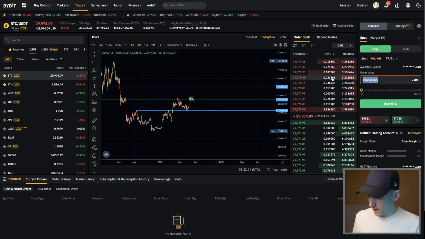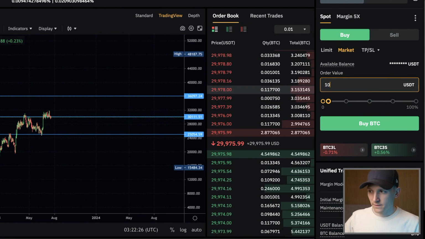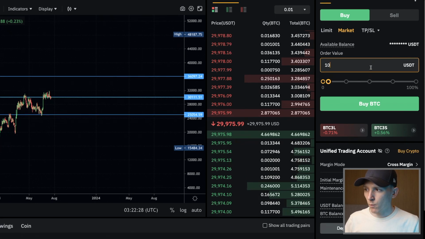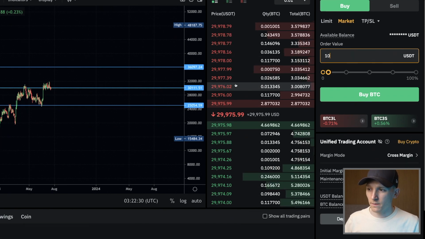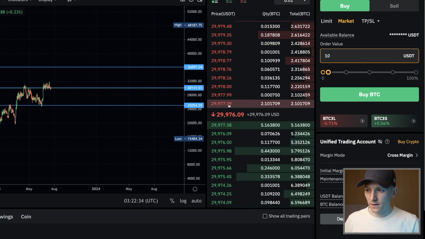So I'm going to choose a dollar amount, $25 or something like that. And you can see it shows you how much of the assets that you have in your trading account right now that you're going to spend. So what we're actually doing here, we are telling the system, I want to spend $10. And what it's going to do is it's going to go to the market and get the best price it can for you, which is this one right here.